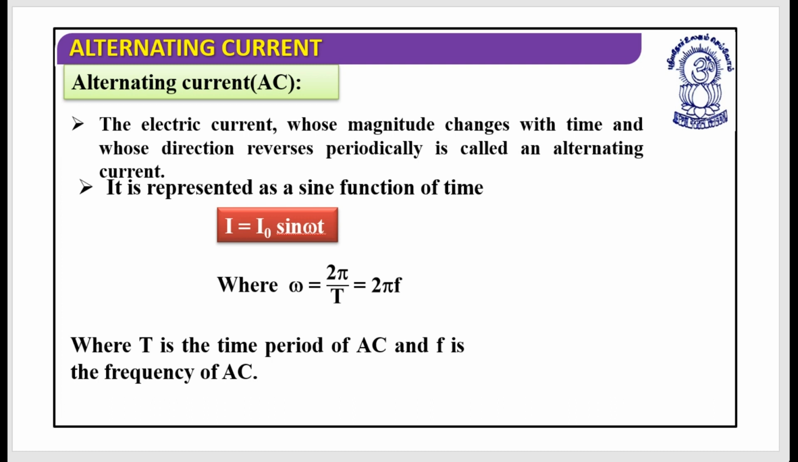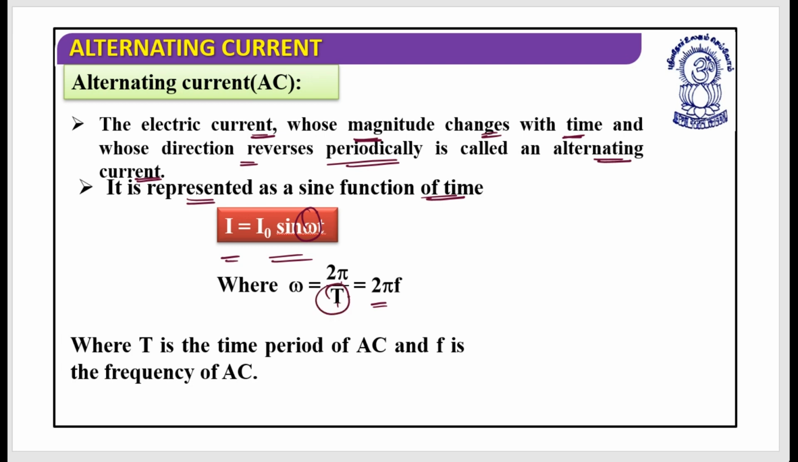So now let's define certain terms with respect to alternating current. The electric current whose magnitude changes with time and whose direction reverses periodically, that we call an alternating current, and that can be represented as a function of time. It's a sine function of time, so it can be written as I equals I naught sine omega t, where omega is 2 pi by T, or 2 pi into f.